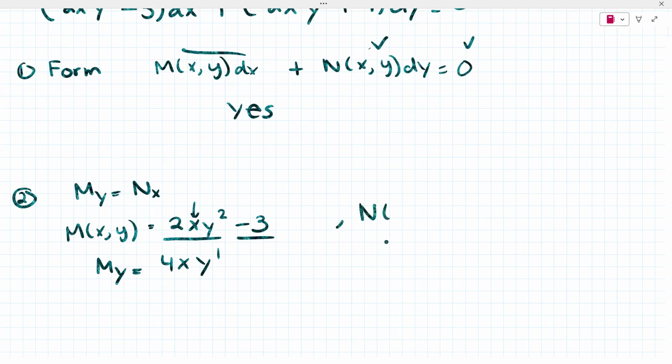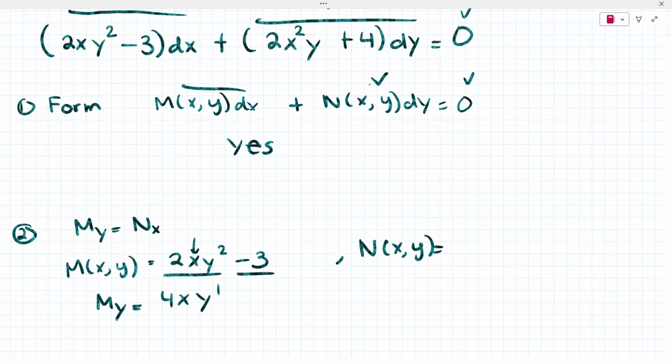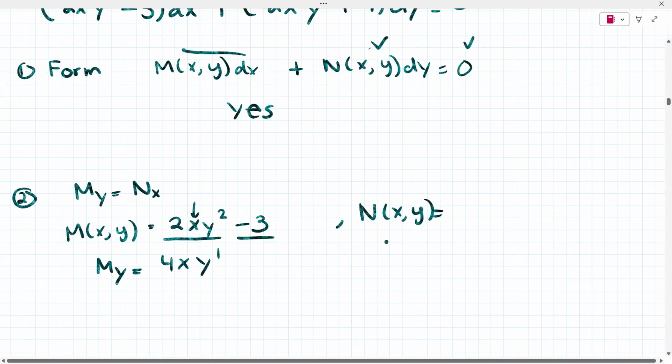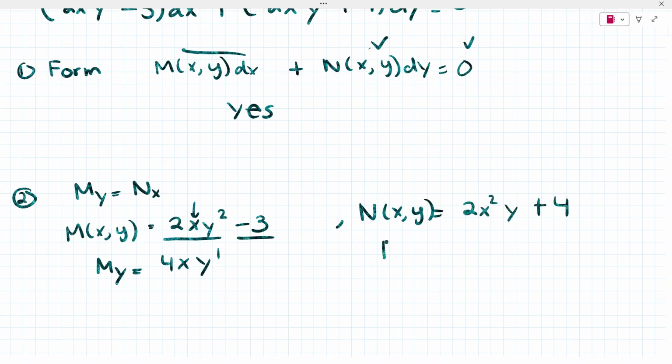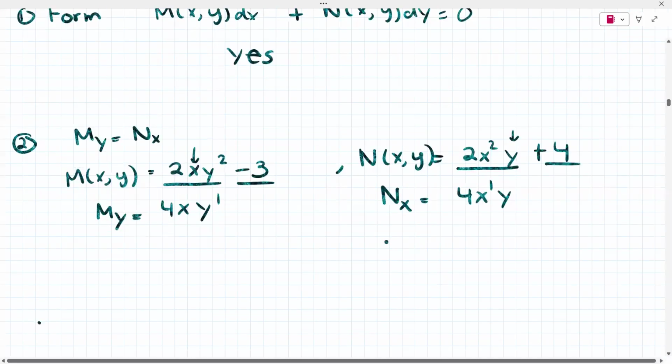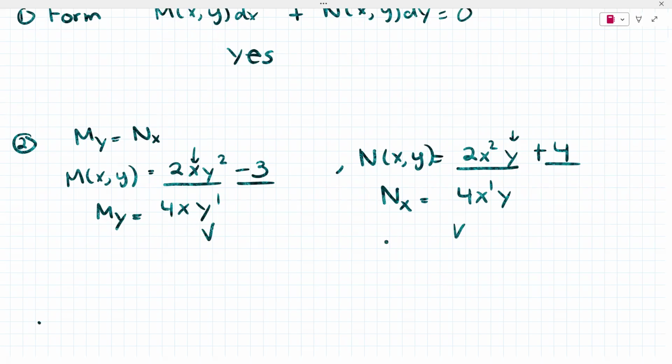And then you have N of xy, which is this whole thing, 2x squared y plus 4. Okay, so take the derivative with respect to x. This whole term is one term, right? It does have an x, so you just apply the power rule. Just leave this y alone because it's a constant. So that would be 4x to the 1, and then you have a y. The derivative of 4, a constant, is 0. Okay, so it checks out. So my y does equal N x.